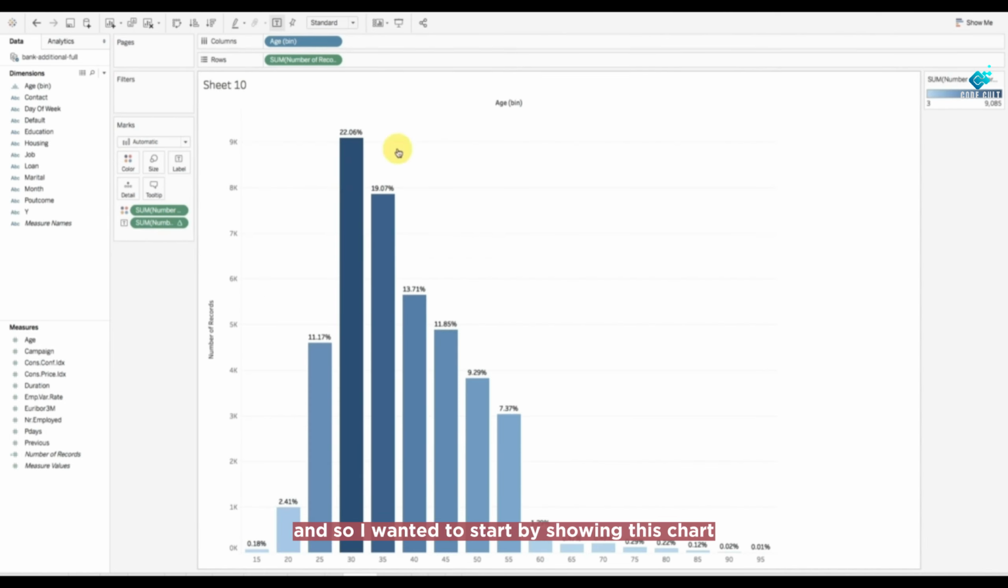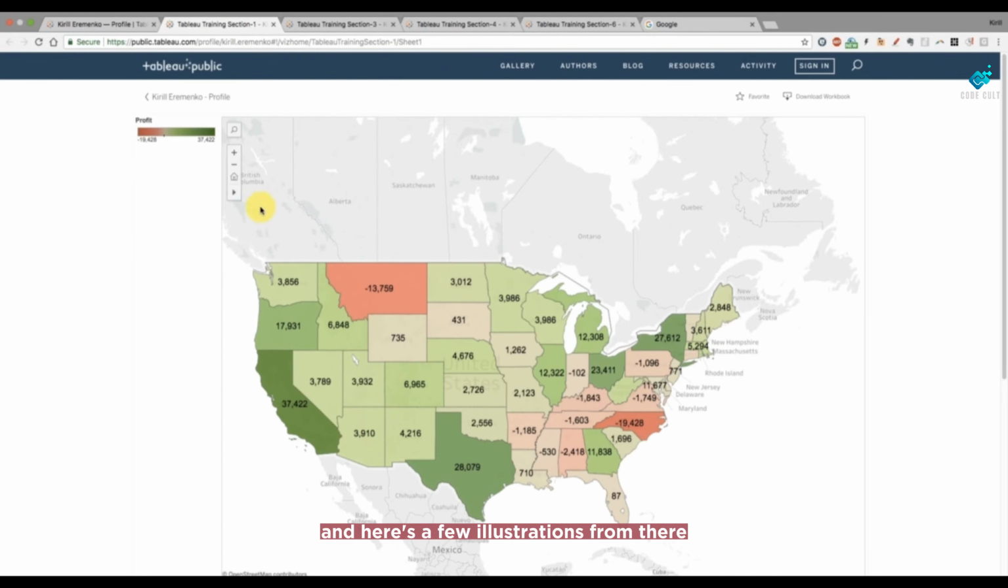I wanted to start by showing this chart. Remember how quickly we created it: just by dragging and dropping a couple of things, we created a chart showing the distribution of our customers across different age groups. And here are a few illustrations from there. For this visualization, as a challenge in the course, I was timing myself, and it took me less than 5 minutes to create it. It shows the profitability of a certain store across different states in the US. Again, it's all just drag and drop, and you have a map of the states.